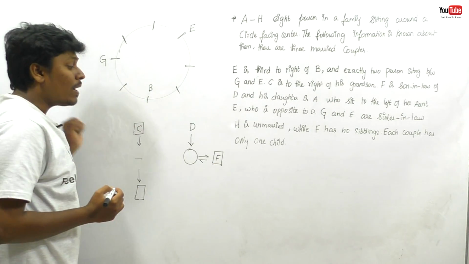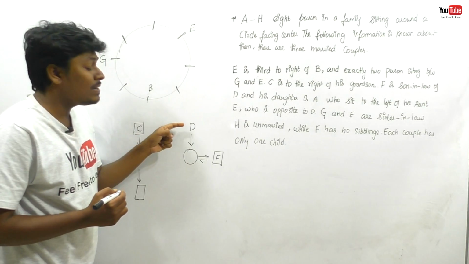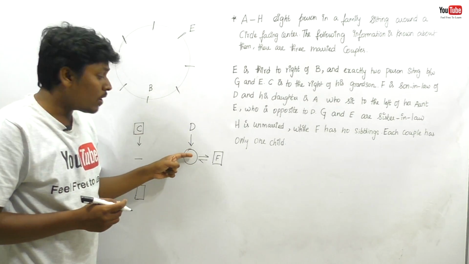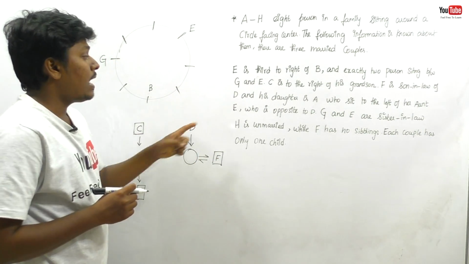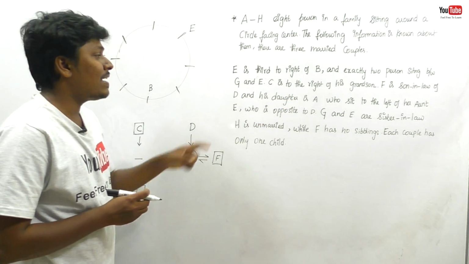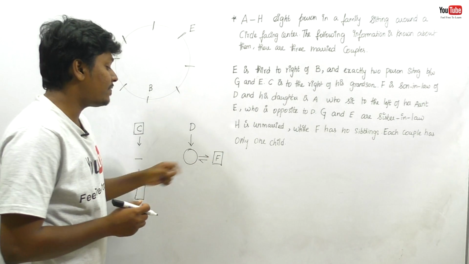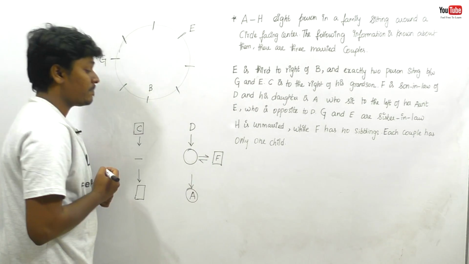Friends, got it? Why? Because see here, F is the son-in-law of D. So if D is calling F son-in-law, D should have a daughter, whose husband D can call son-in-law, right? And his daughter is A, where A represents F's daughter. So F has a daughter, which is A, right?